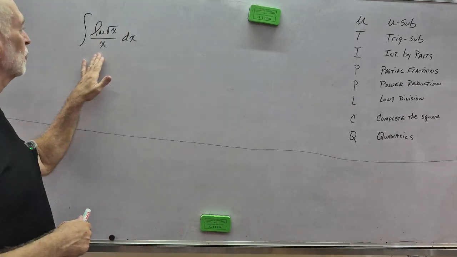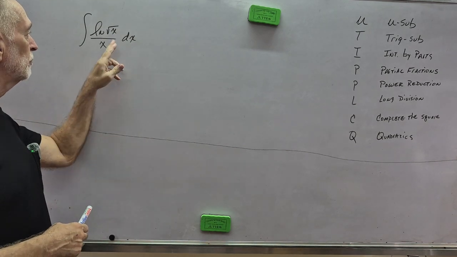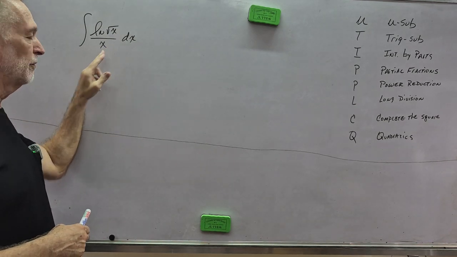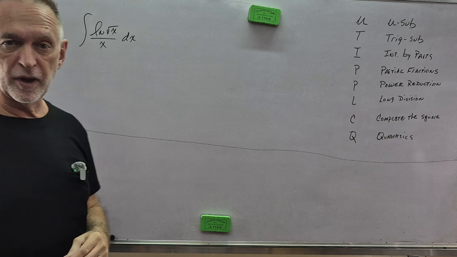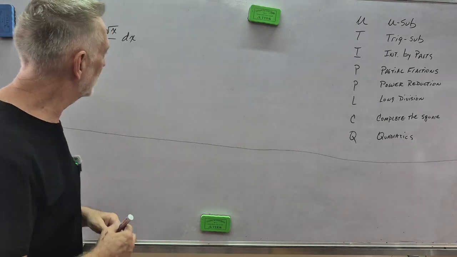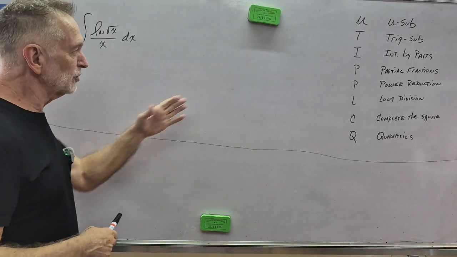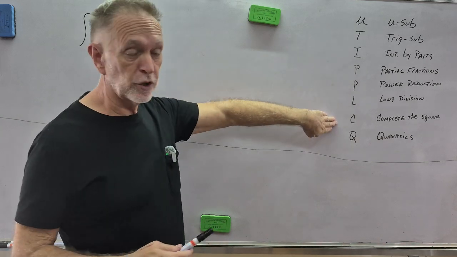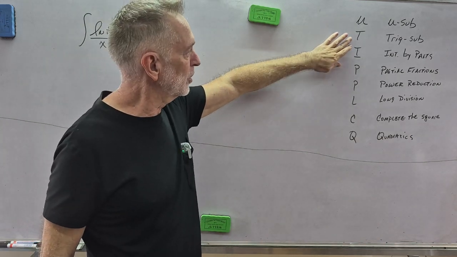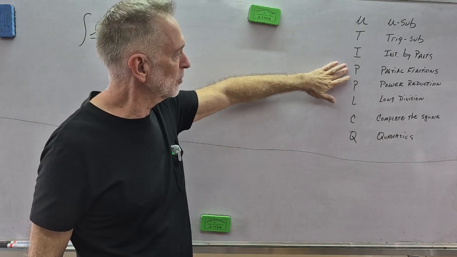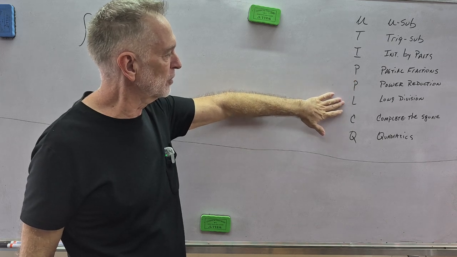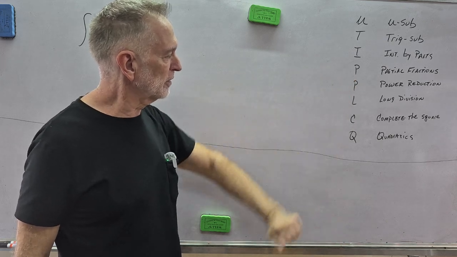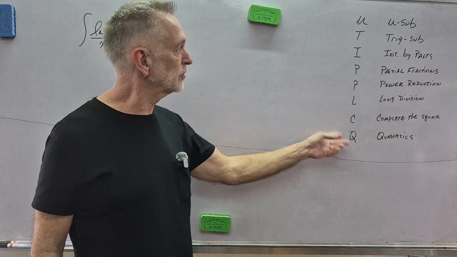All right, we have an integral of the natural log of the square root of x divided by x. We're integrating on x. So hey, let's get after it. All right, we've got tools. These are our 8 tools if you follow the channel: U sub, trig sub, integration by parts, partial fractions, power reduction, long division, completing the square, and a method of quadratics.